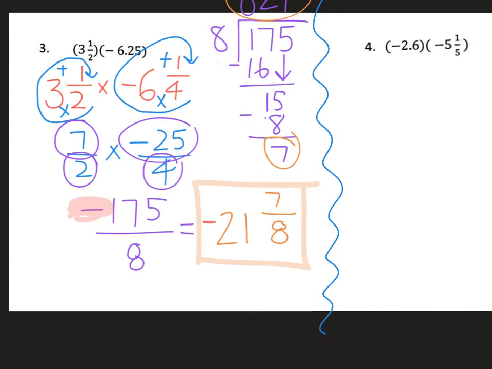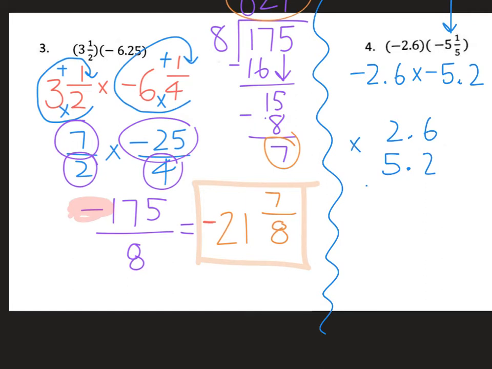All right, next one I'm going to work with decimals. Negative 2.6 is already in decimal form, so we only need to change negative 5 and 1/5 into a decimal. 1 divided by 5 would give me 0.2. So this would be negative 2.6 times negative 5.2. I'm going to forget about my negatives for now because a negative times a negative, I'm going to have a positive answer. I'm going to do 2.6 times 5.2.